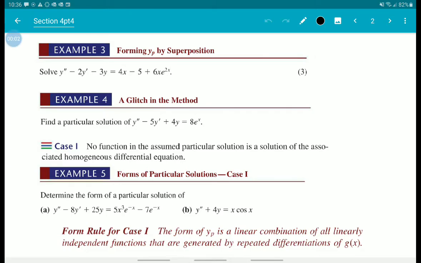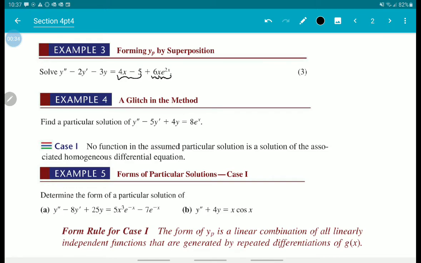So now that we've got some of the basics down, let's make this a little bit more interesting. Let's look at example 3. We want to solve y double prime minus 2y prime minus 3y is equal to 4x minus 5 plus 6x times e to the 2x. There's a couple of things going on here that's different than the last couple of problems. We have a linear function here, and then that last term, we have a linear function times an exponential.